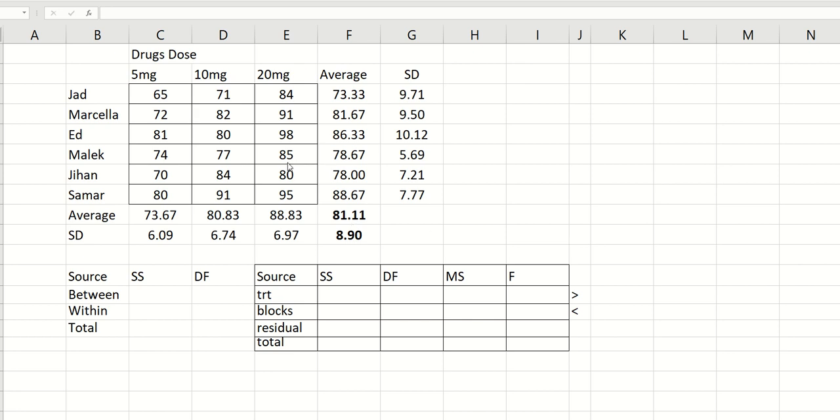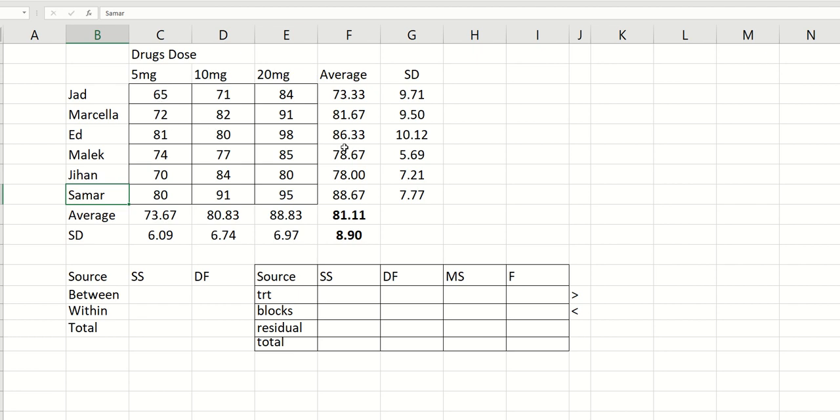So the setup that we have is we have three groups, and we're giving different doses of a certain drug: 5 milligram, 10 milligram, 20 milligram. However, we have the same people being measured every time. So we have Jad, Marcella, Ad, Malik, Jihan, Samar. And we're interested in knowing if our outcome, which could be diastolic blood pressure, maybe fasting blood sugar, I don't know what it is, is different for different doses.